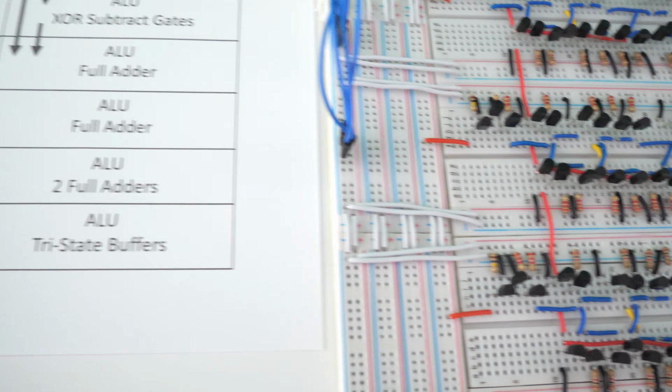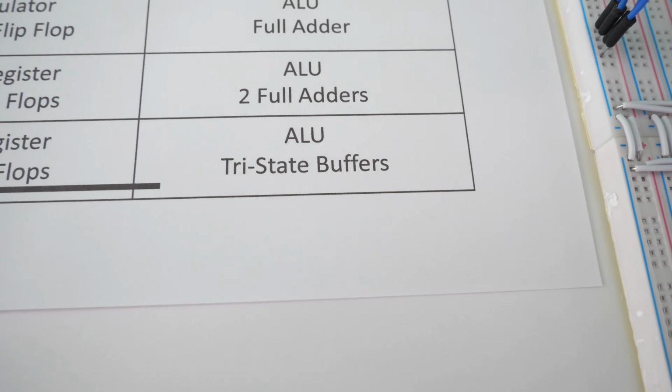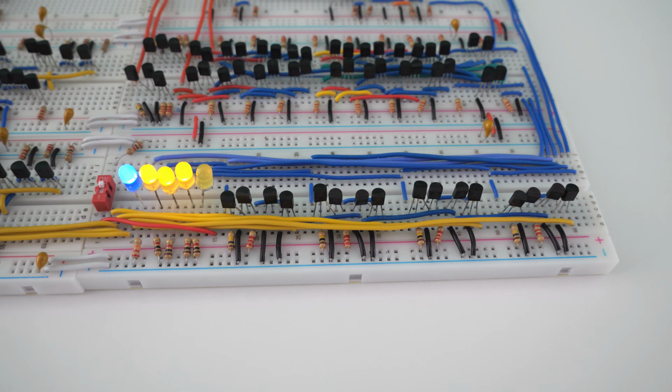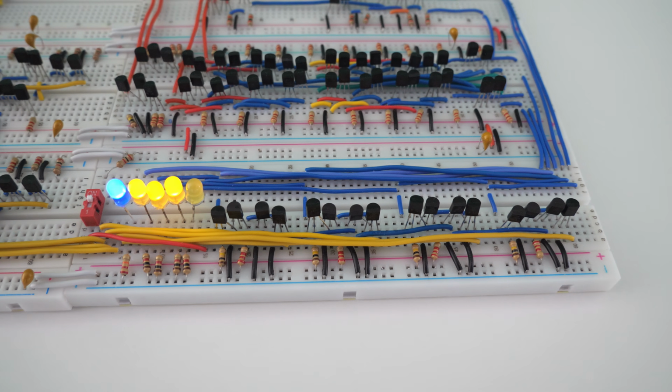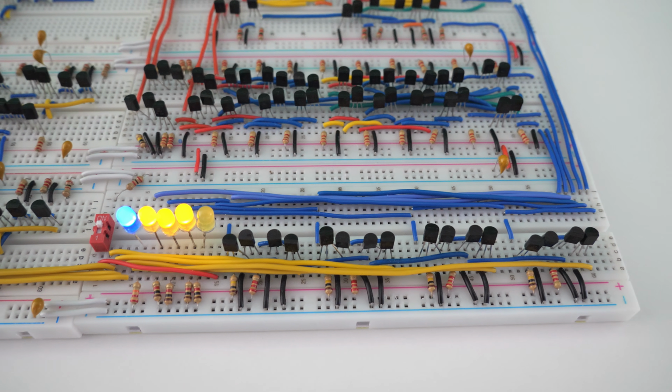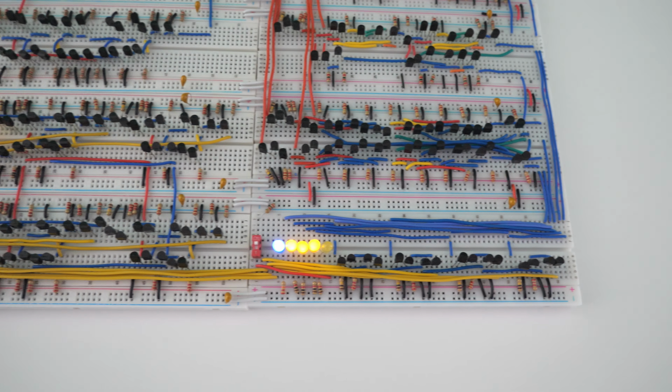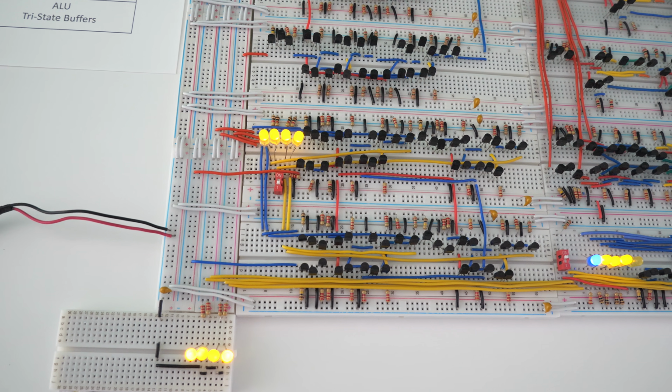And then finally at the very bottom of the ALU we have our tri-state buffers. So if we look right here, here are the tri-state buffers for the ALU. So if we want to send data to the data bus, it's going to be done through these tri-state buffers. And if we look using these yellow wires, it does connect to the data bus.